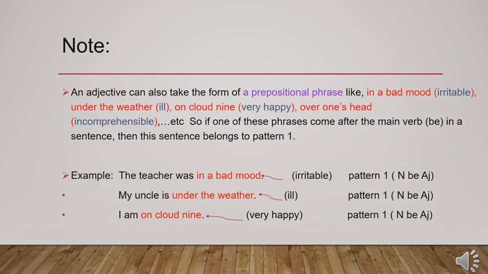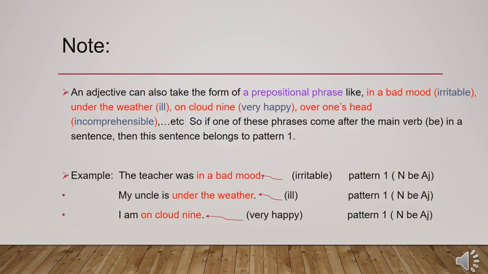Let's have examples. In a bad mood. This prepositional phrase has the meaning of irritable, angry. So, it has the meaning of an adjective. Under the weather. Under the weather is a prepositional phrase. It means ill, so it has the meaning of an adjective.